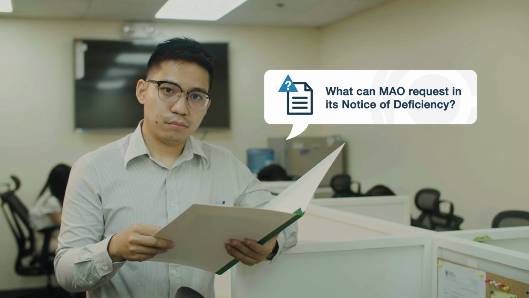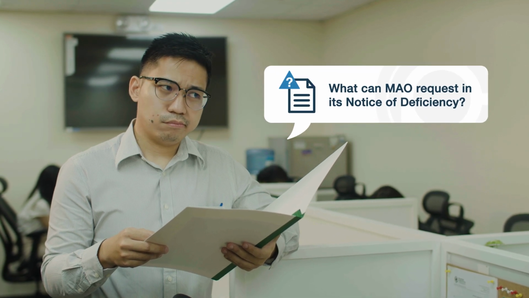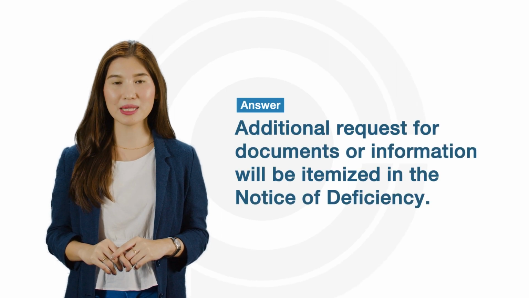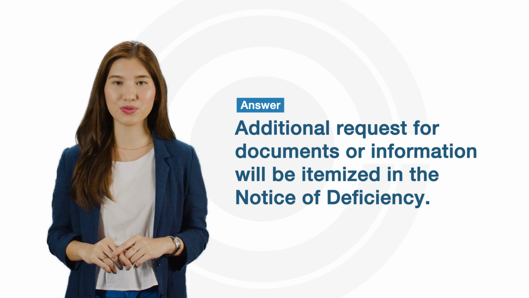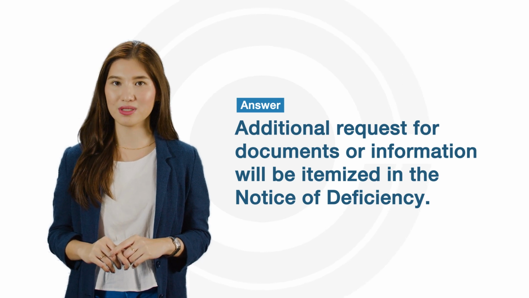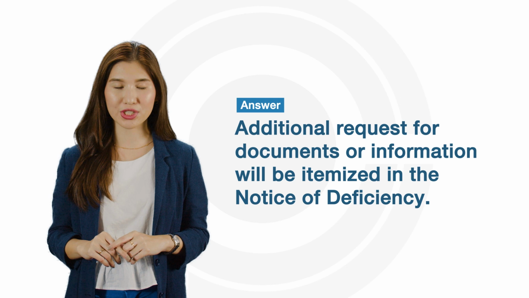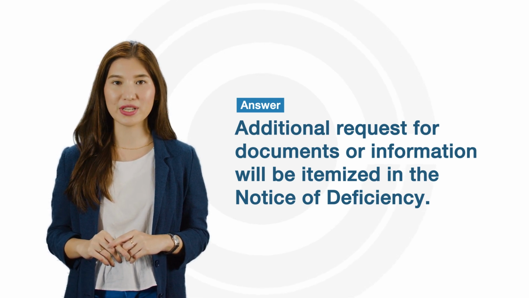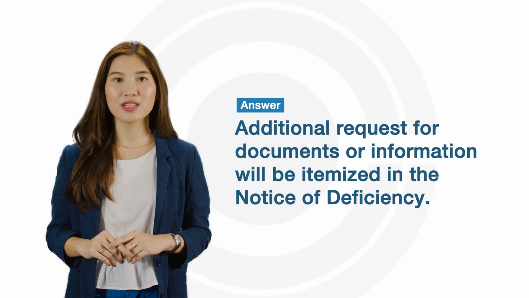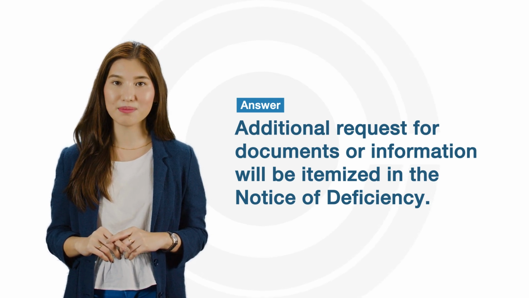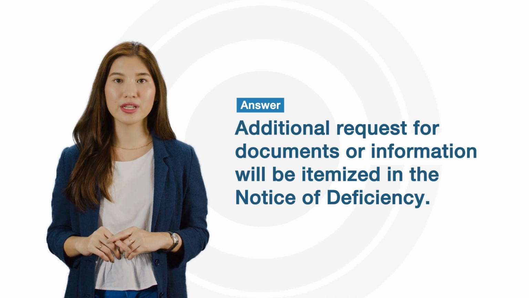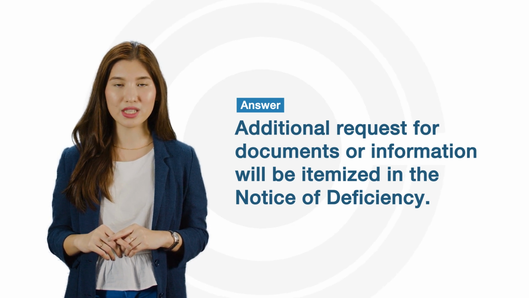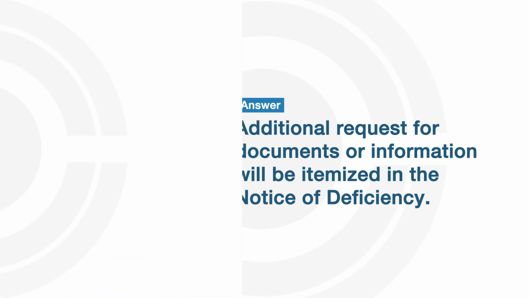What can MAU request in its notice of deficiency? The accuracy and efficiency of the merger review process are largely dependent on the quality and completeness of information submitted to the MAU. Notifying parties must therefore ensure that the notification forms and the attachments submitted are complete to prevent any delays in the process. The notice of deficiency basically itemizes the documents or information not provided by the party, or raises points pertaining to the submitted information for further clarification.